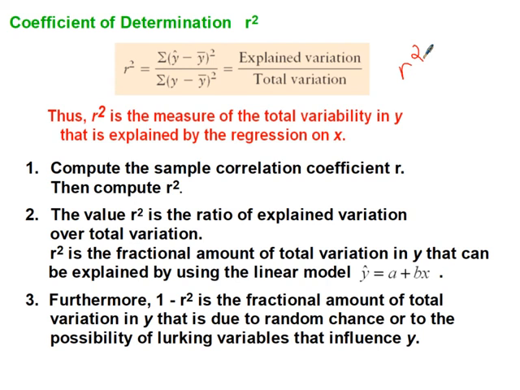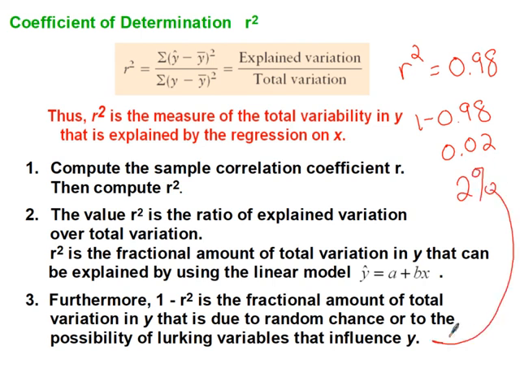So therefore, furthermore, 1 minus r squared is the fractional amount of total variation of y that is due to random chance or to the possibility of lurking variables that influence it. So let's say your r squared equals 0.98. So 1 minus 0.98 is 0.02. 2% of the data or the results can be explained by some sort of lurking variable that was hanging out in the data. So the higher the r squared, or the closer it is to 1, the less crazy the data is, basically.